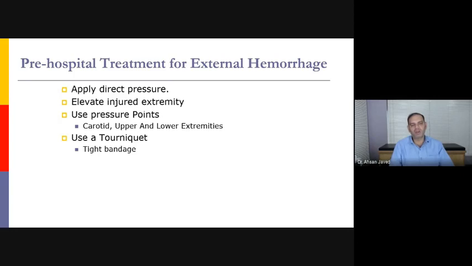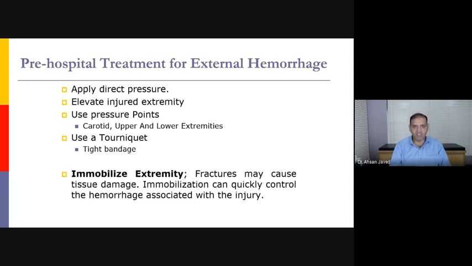Fourth is to use a tourniquet. If you are unable to stop the bleeding with these three methods, the final step is to apply the tourniquet, which is a tight bandage. But its utilization, we'll understand in the next few slides, is very cautious. You have to take certain precautions. You have to try out all the three other methods of stopping the bleeding, and if you are still not able to stop the bleeding, only then can you go for the tourniquet.